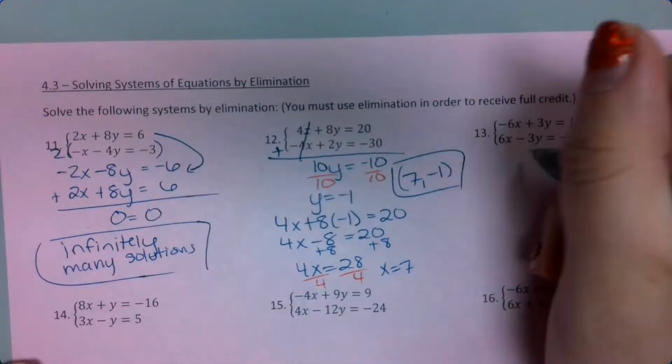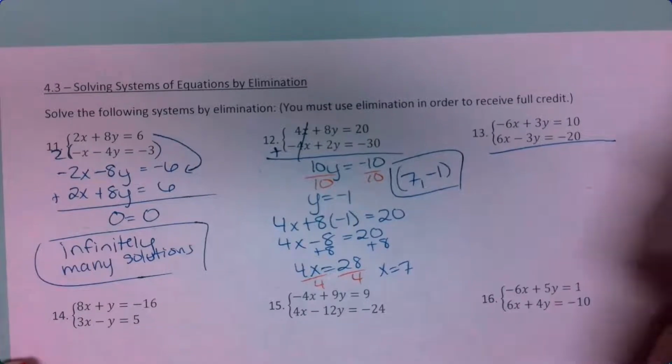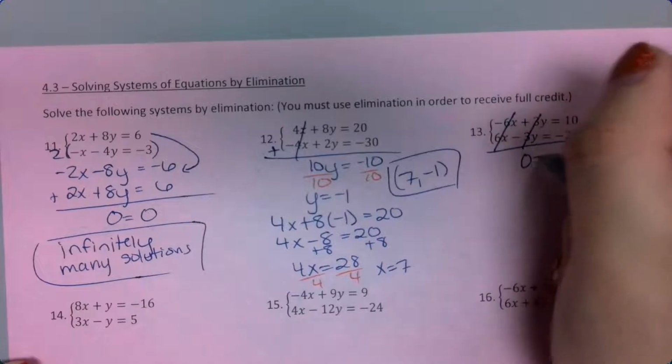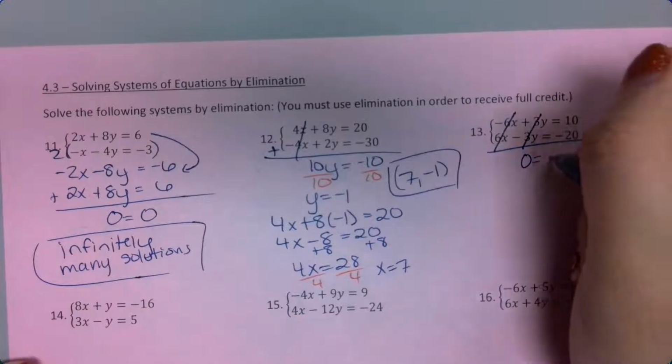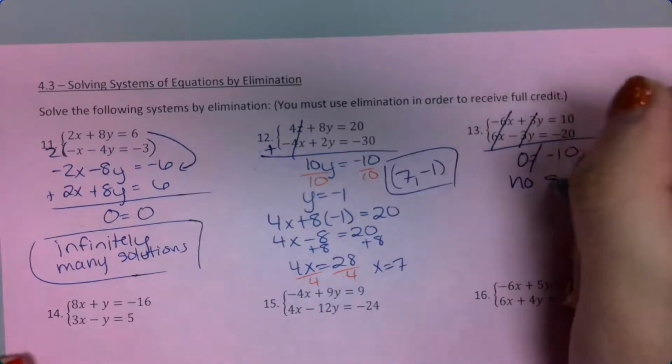Next one, my x's have the same coefficient, opposite sign, so I'm going to add down. The x's cancel out. The y's cancel out. That gives me 0. 10 minus 20 is negative 10. That is not true, so I write no solution.